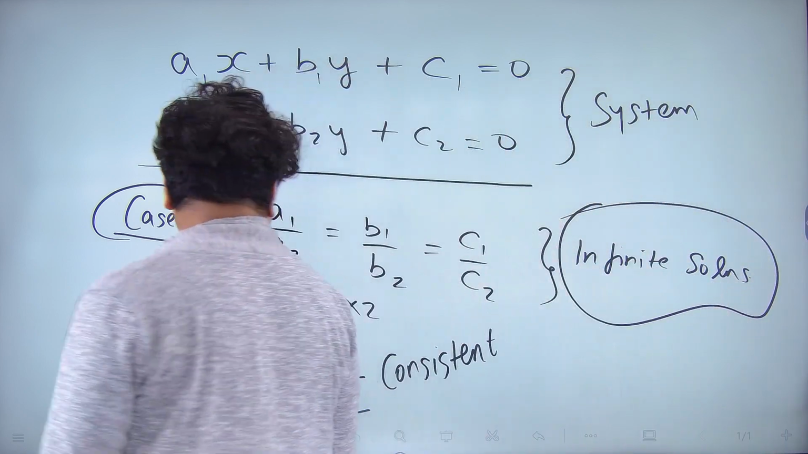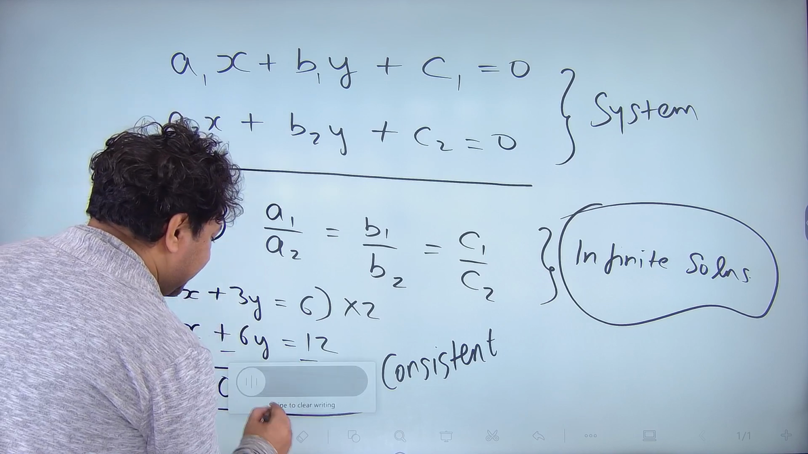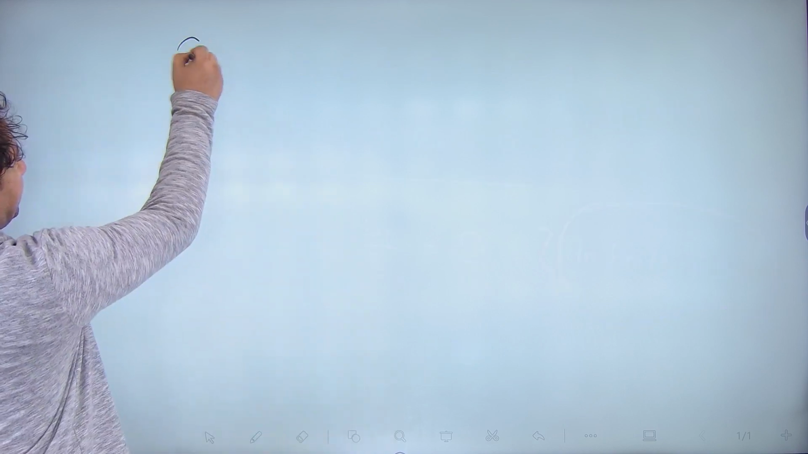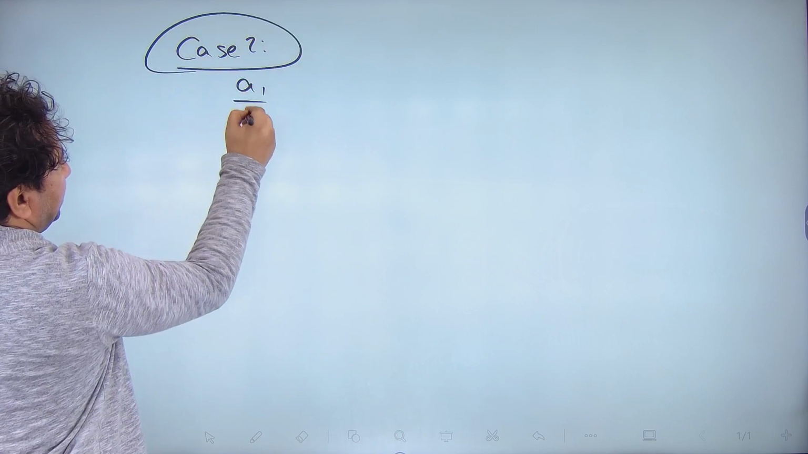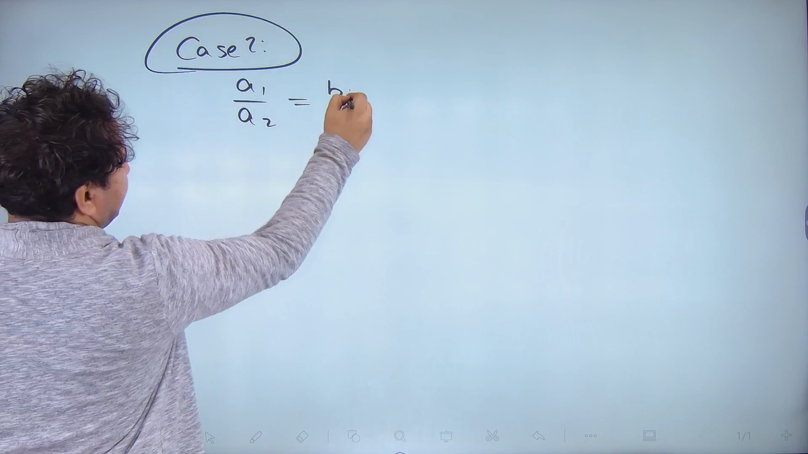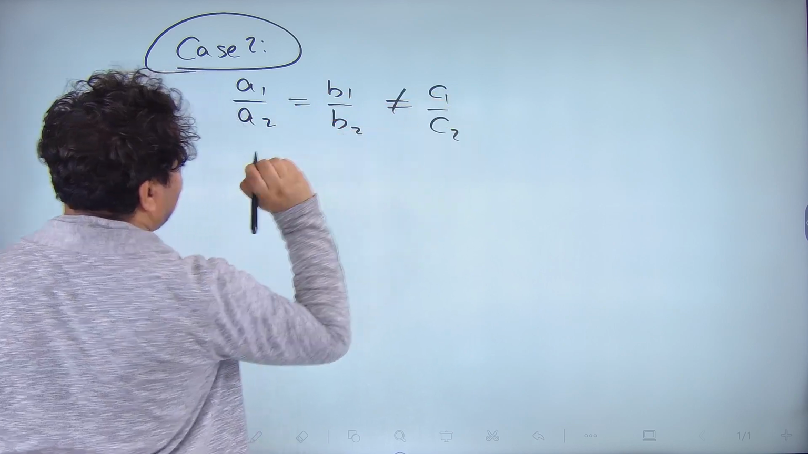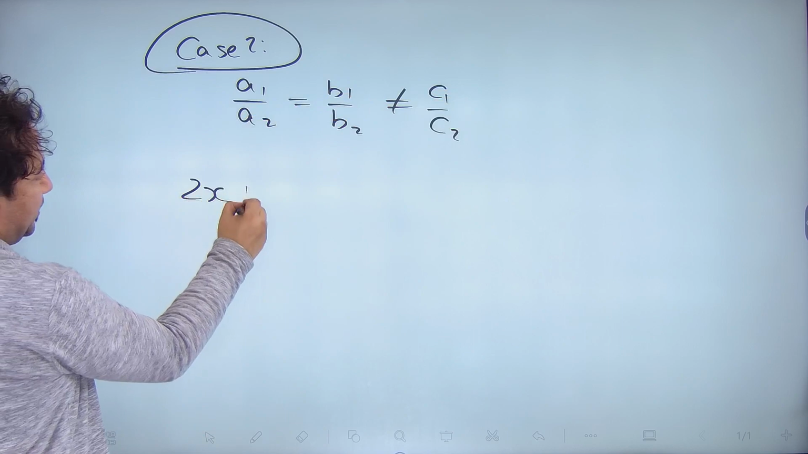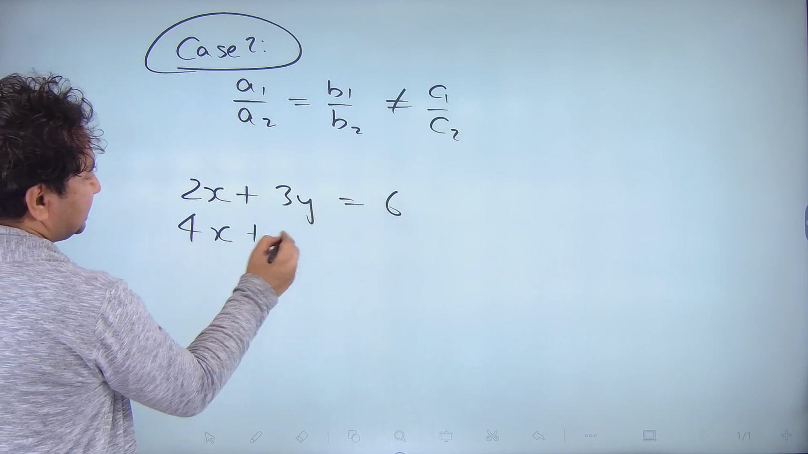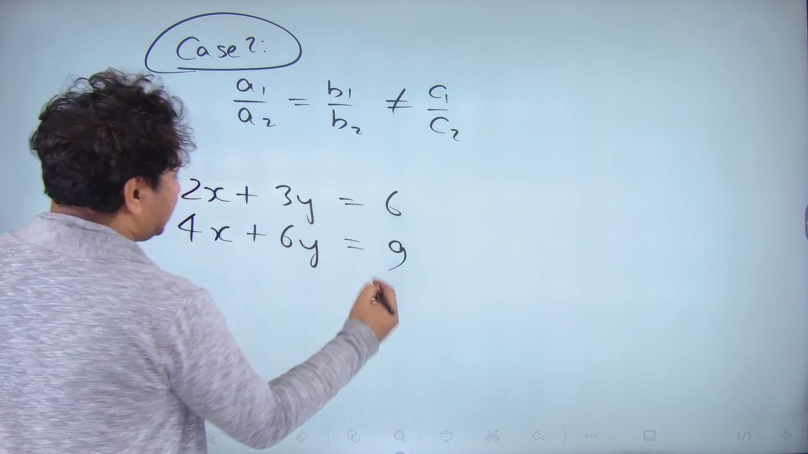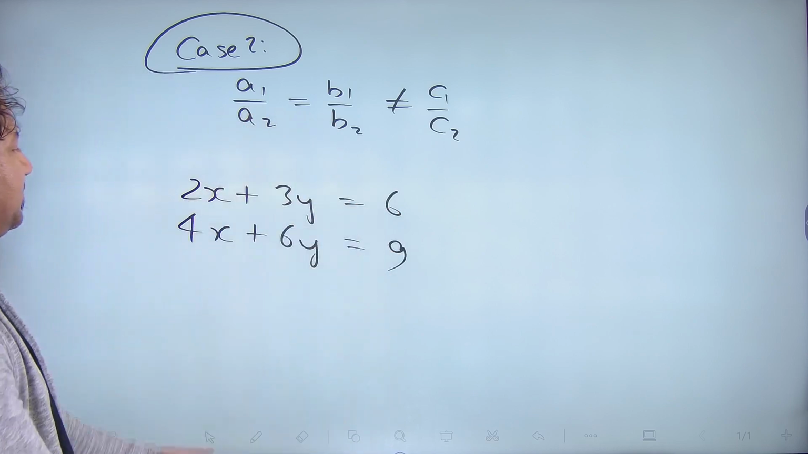Now coming to the case number 2. So in the case number 2, A1 upon A2 is equal to B1 upon B2 is not equal to C1 upon C2. What will happen now? I'll give you an example. 2x plus 3y is equal to 6, 4x plus 6y is equal to 9. As you can see, 2 by 4, 3 by 6, it's proportional, but 6 by 9 is not proportional.